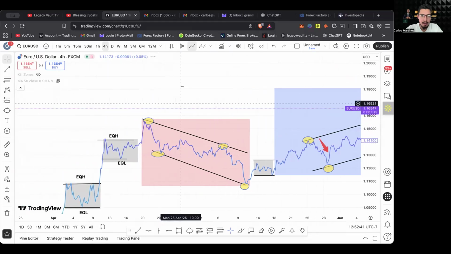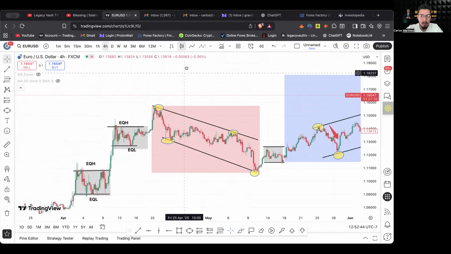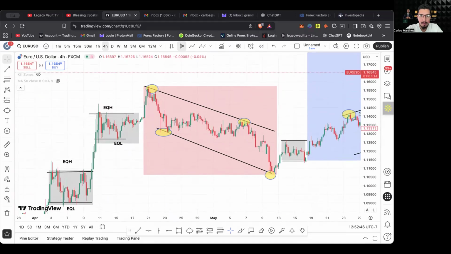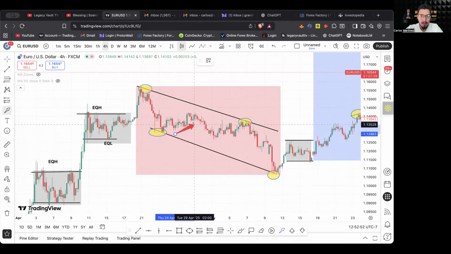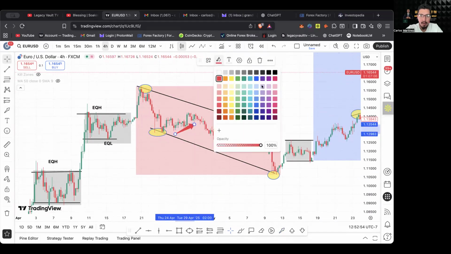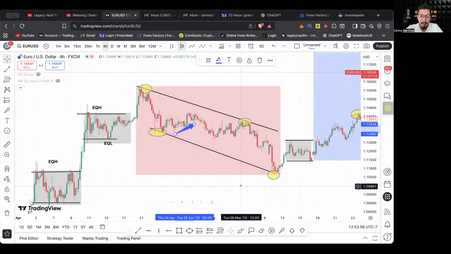Same thing with sellers. You're able to see pullbacks on a downtrend here, going to the upside, but it's temporary. And then you see a continuation to the downside.